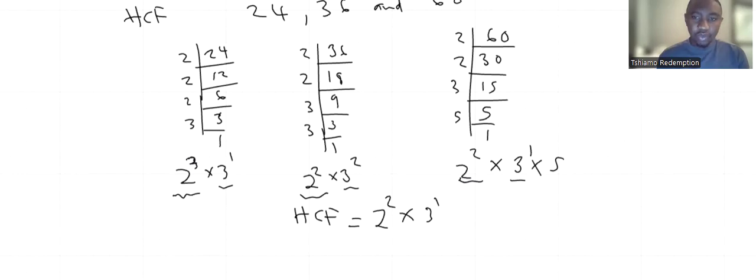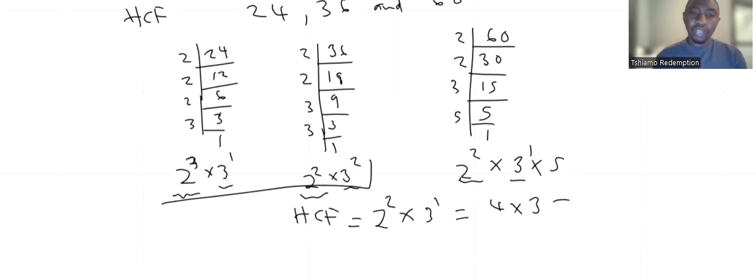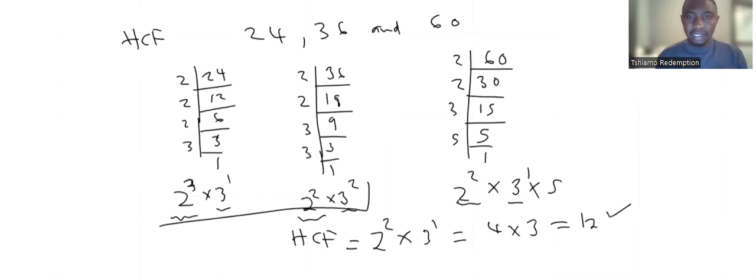Do I include the 5? No. I'm not going to take the 5 in this case because it is not common in the other 2 numbers. So this will be my answer. 2 squared is 4. 4 multiplied by 3, it's 12. So the highest common factor, a number that can go in 24, 36, and 60, it's 12.